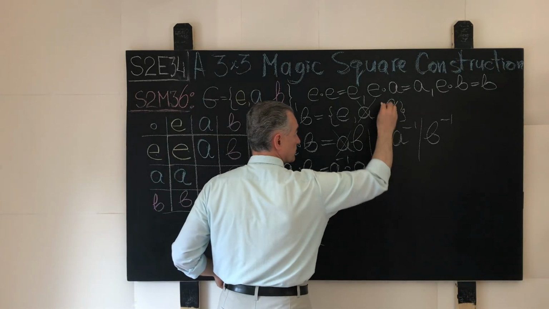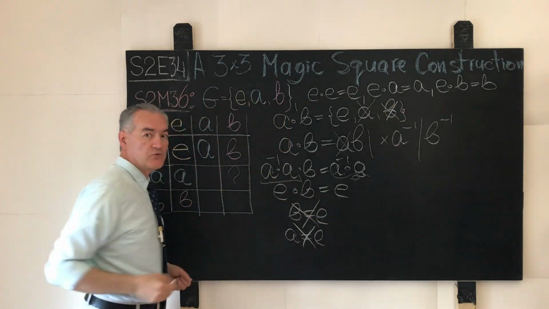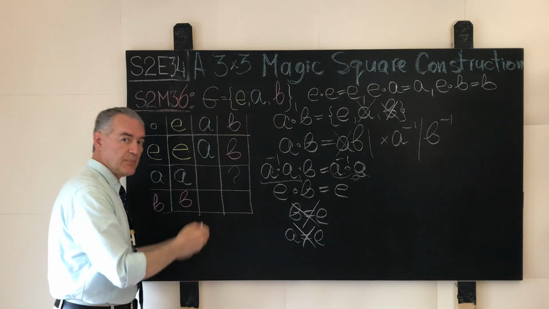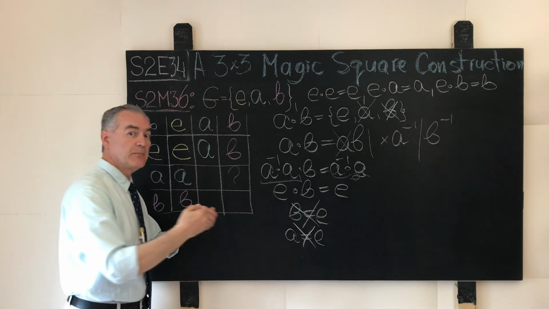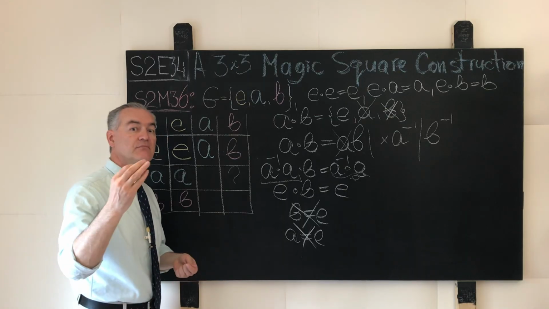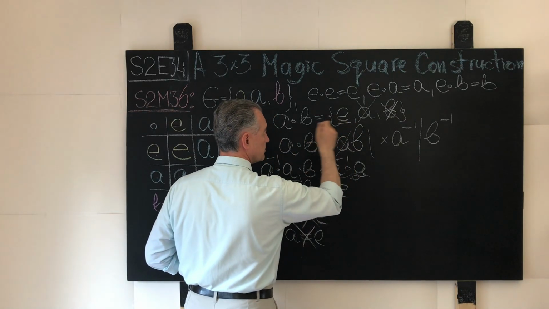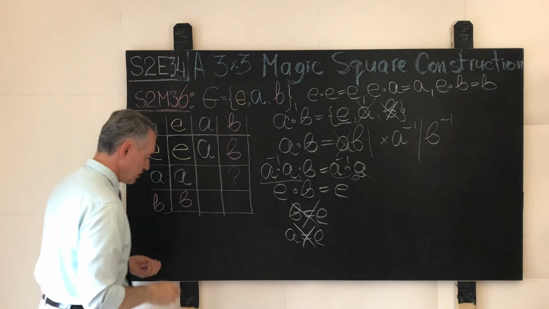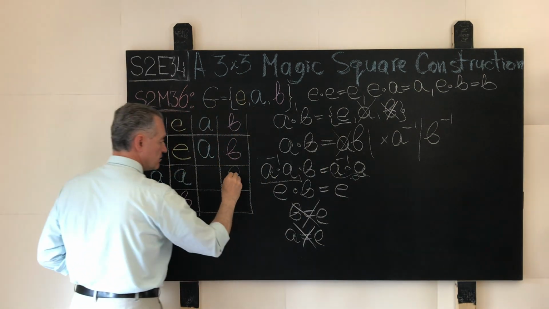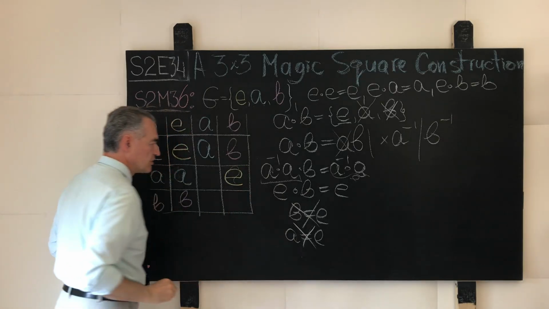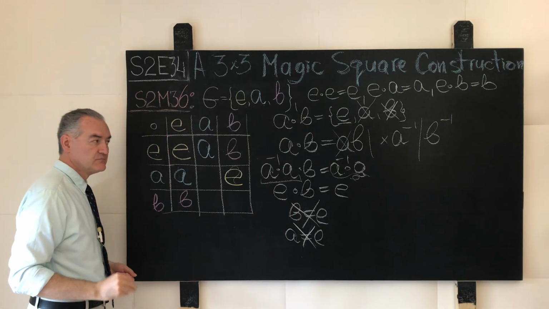This is not possible. Now we go back to our favorite Sherlock Holmes: when everything that is impossible has been eliminated, whatever remains, no matter how improbable, is the truth. Consequently, the only choice for the product of the elements A and B must be E. So this cell is filled out.